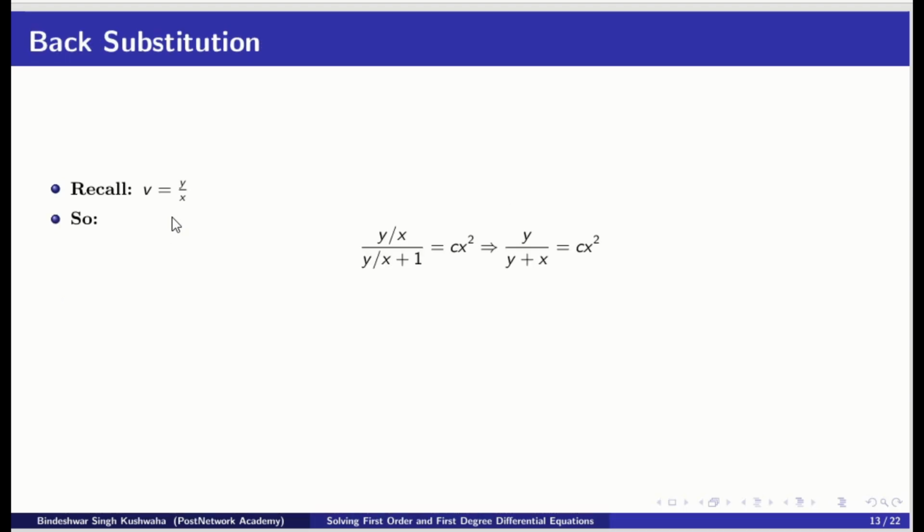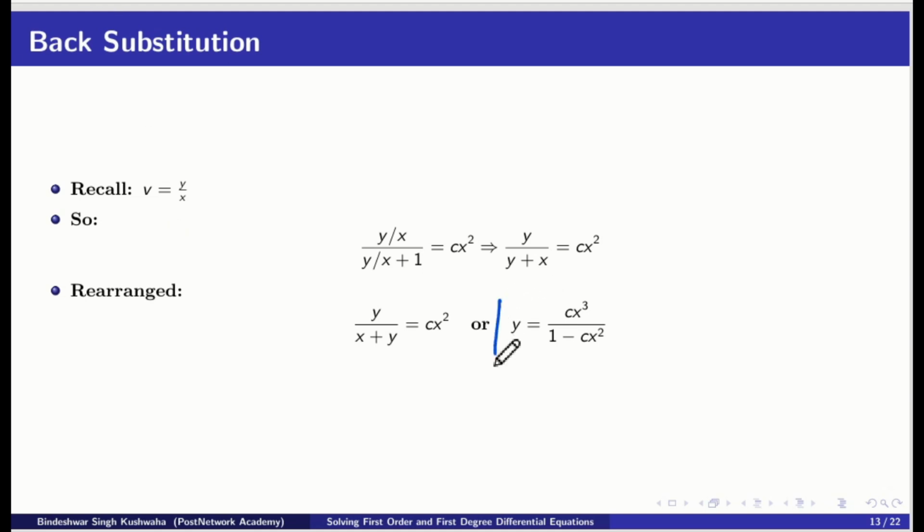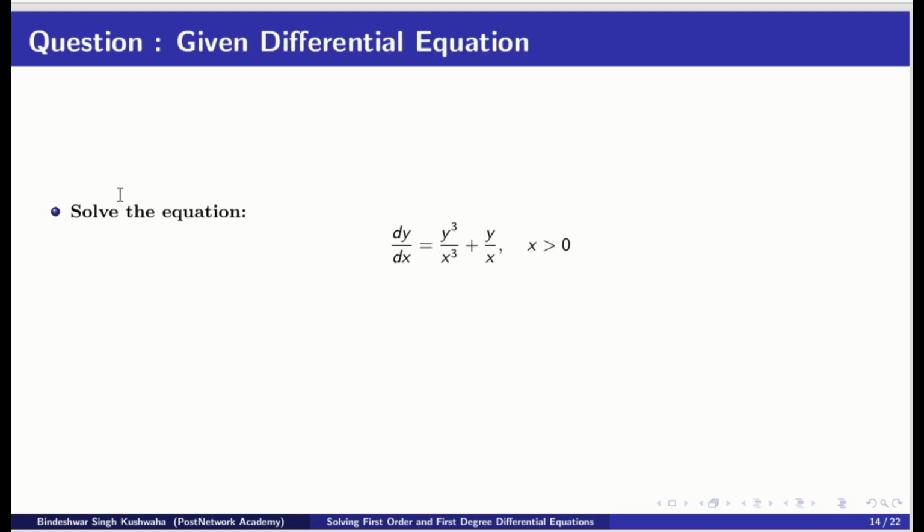We will plug the value again, we will put the value v as y upon x. Finally we will get the solution y is equal to cx cube upon 1 minus cx square, and there is no boundary condition, so we cannot get the value of c. So that is the solution having a constant. Let us see another differential equation.